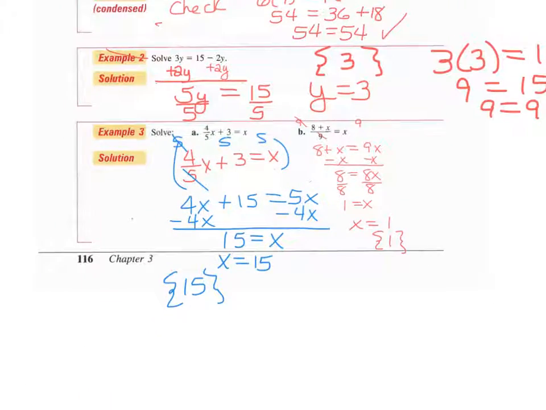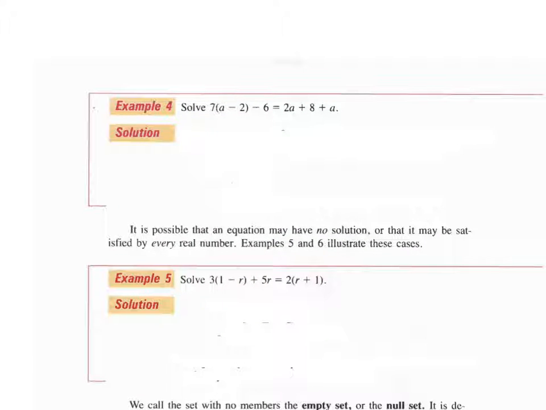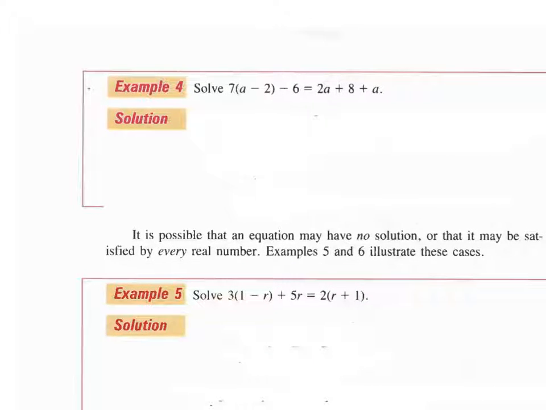Let's see what's next. So here's another example. Now again, if we follow that 5-step process, my first step should be to clear all of the parentheses. So I'm going to distribute the 7 to the a and the 7 to the -2. So 7a minus 14 minus 6. I'm just rewriting everything.